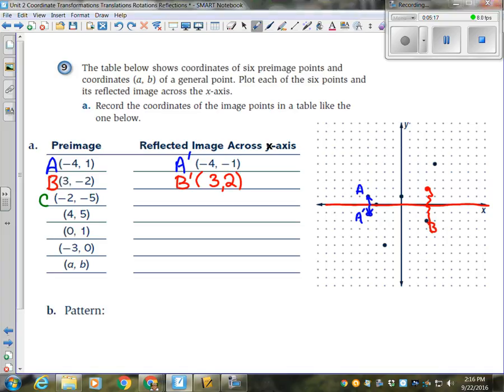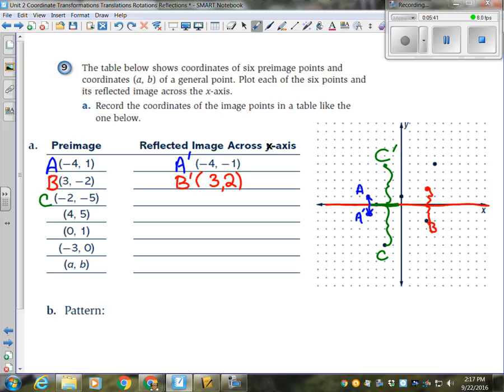Let's do another point. I'm going to let the next point be point C. That's negative 2, negative 5. Negative 2, negative 5 puts the point C down here. We are 5 units below the reflecting line. So I think my point would be 5 units above the reflecting line. 1, 2, 3, 4, 5. I think C prime belongs there. So 5 units above, 5 units below.